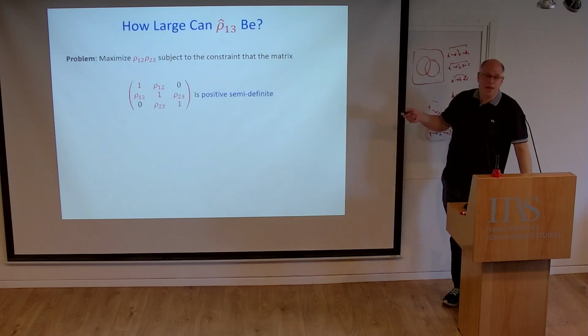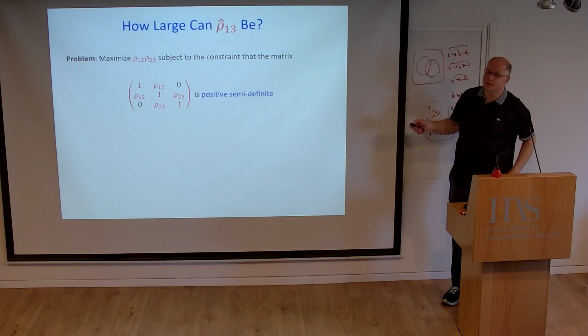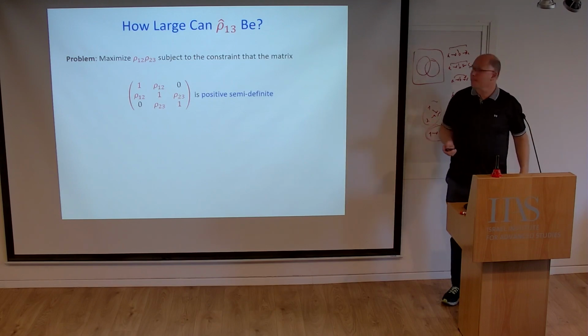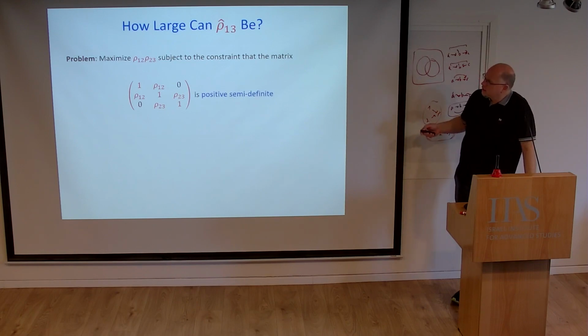Question is, how big can this be? So now I'm asking a quantitative question. The true correlation is 0. But how large can this estimated correlation be? So our problem really is, this is our estimated correlation. The question is, how large can this be?